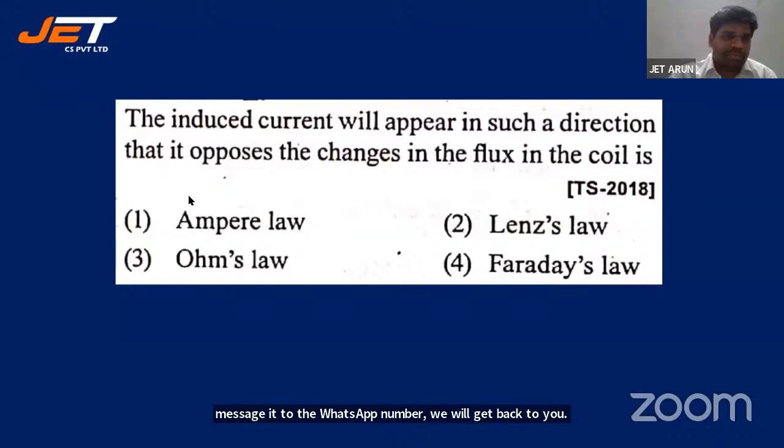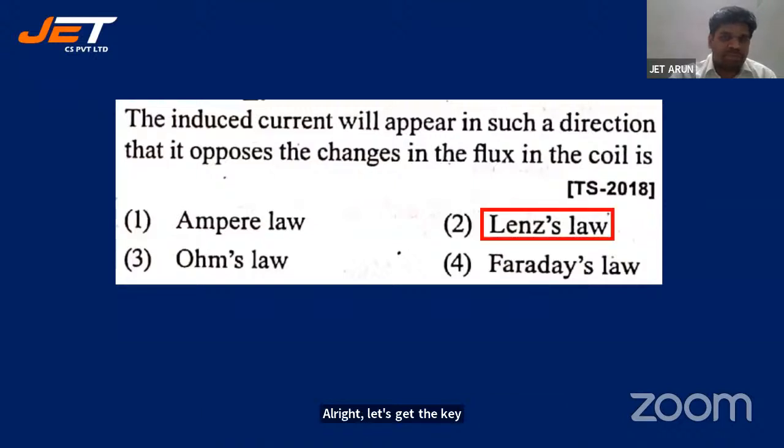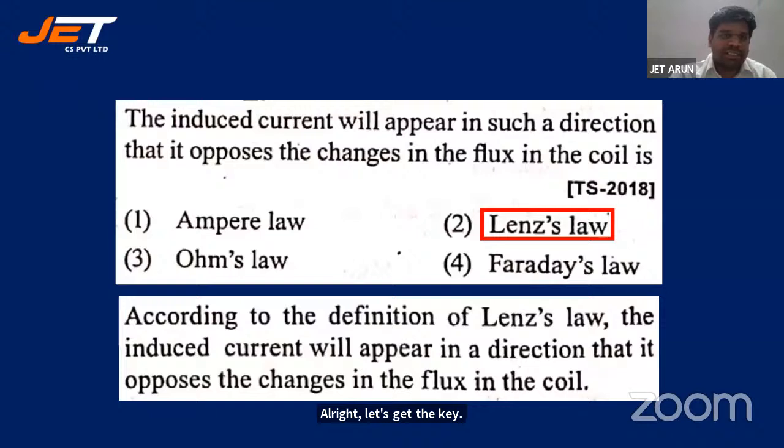All right, let's look at the key. Lenz law, students, excellent. Lenz law is absolutely right. Kontamandi 3 kuda chepparu. 3 is absolutely wrong, students. Here is a statement. According to the definition of Lenz's law, the induced current will appear in a direction that it opposes changes in the flux in the coil.